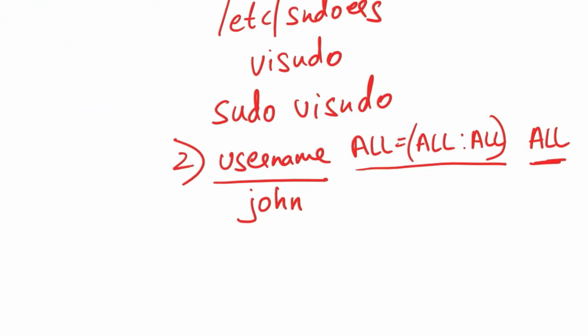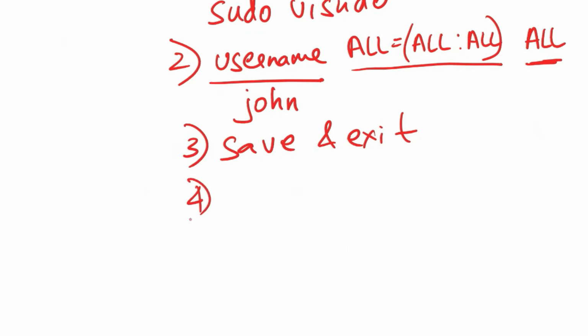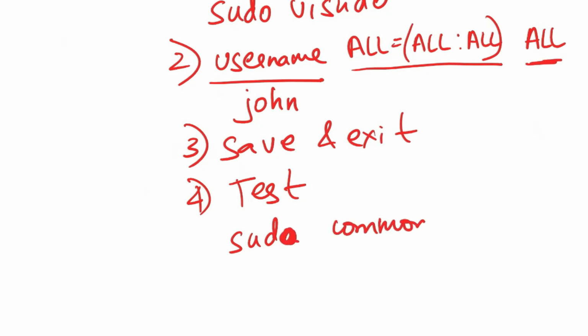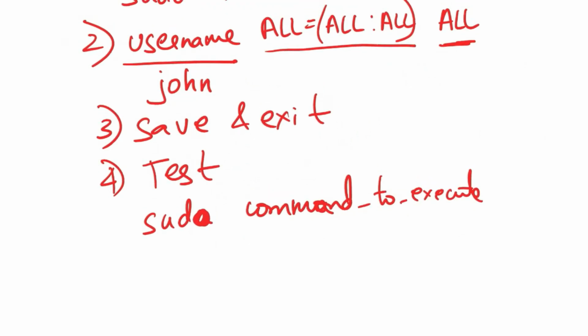Once you add this entry, the next step is to save the changes and exit the text editor used by the visudo command. This will update the sudoers file. Next is to test if the sudo privileges are working fine. So you can ask the user to execute commands with elevated privileges. For example, the user can run a command with sudo using the syntax sudo command-to-execute. The user will then be prompted to enter their own password to confirm their identity.